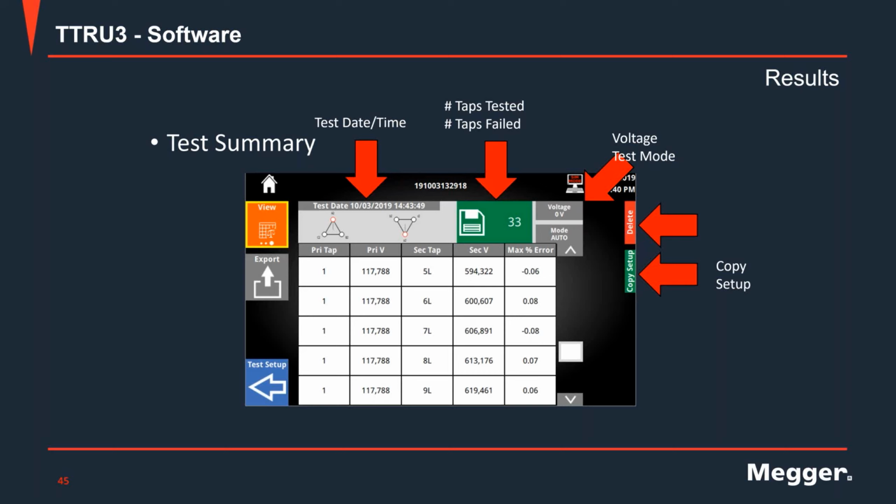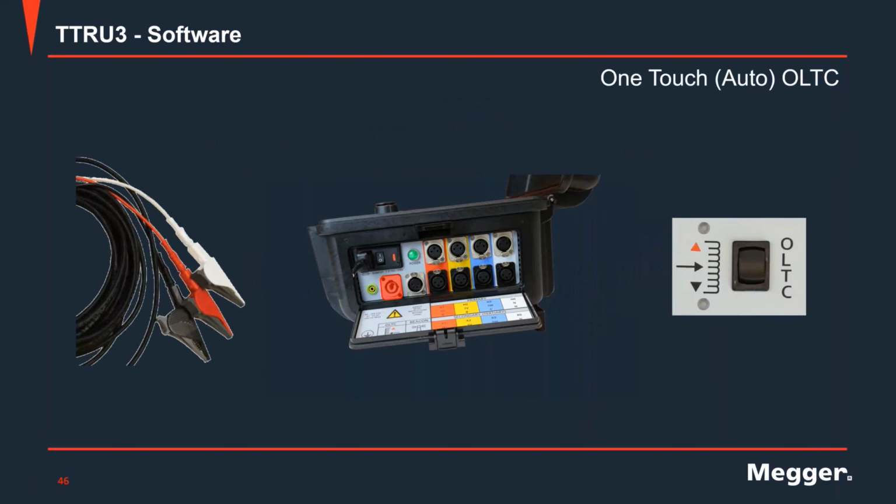Another feature of the software now is what we call one-touch OLTC or auto OLTC testing, right? As you can see, I have that in a glowing red square. We include a cable for the tap changer, shown on the left, which you will connect on that white port of the TTR, right on the connection side. Connect that to the control cabinet of your tap changer. And then on the top panel of the unit, we have the switch labeled as OLTC. As you see, you have a position to go up and a position to go down in your tap changer.